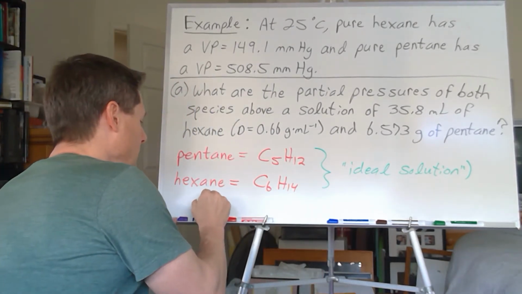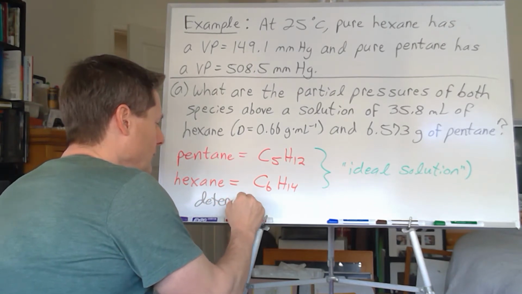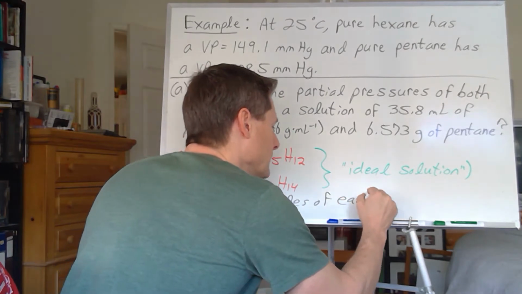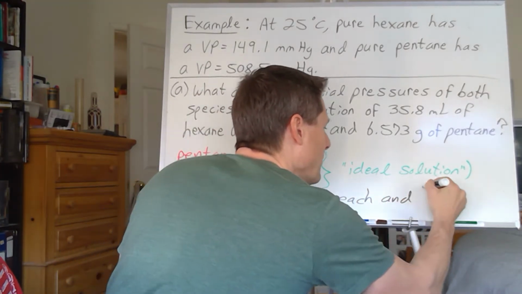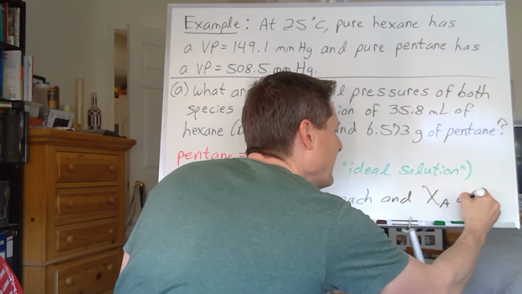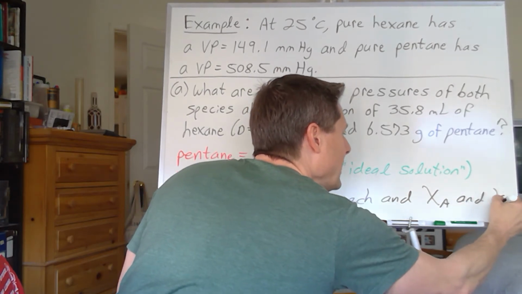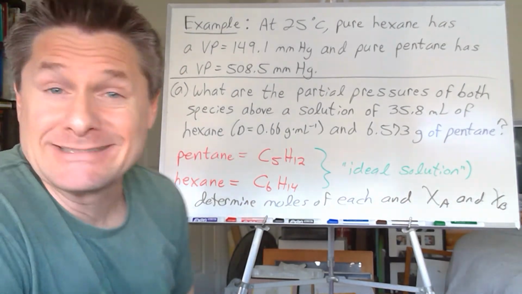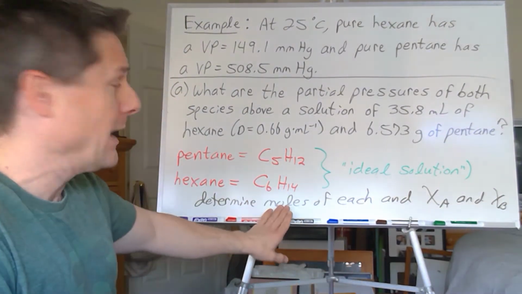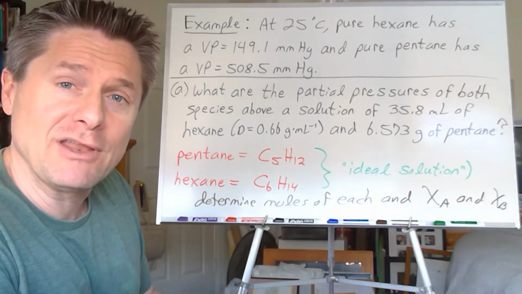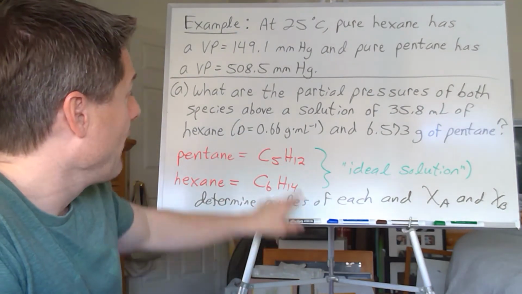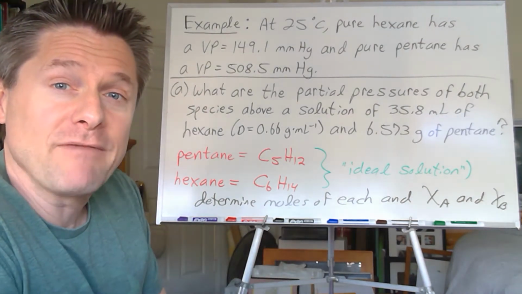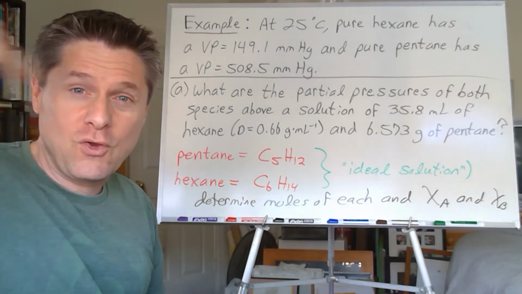So determine moles of each and the mole fraction of A and the mole fraction of B. And you could call A pentane or you could call A hexane. It doesn't matter. You'll get the same answer. So we've got to figure out the moles of each, add them together, get the total moles, and then get the mole fractions. Now these are both non-electrolytes, so we don't have to worry about the van 't Hoff factor. The van 't Hoff factor is 1 for each. Whew, we're good with that.